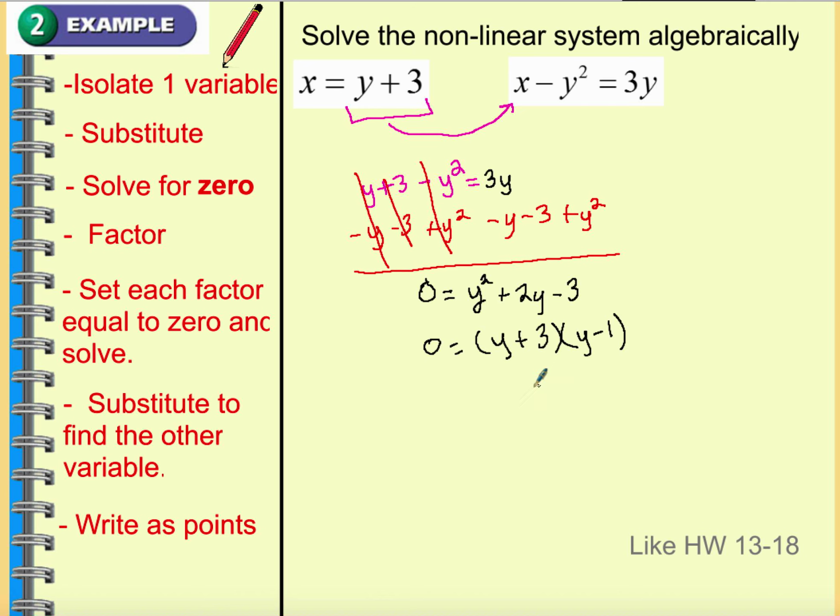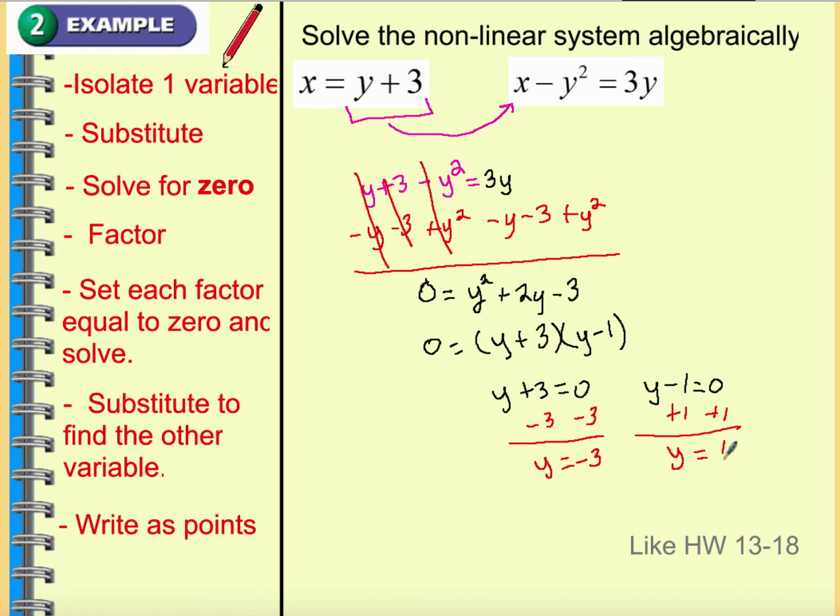And now we can apply the zero product property. The zero product property says if we have two numbers that are multiplied together and it equals 0, then either the first number we multiplied is equal to 0, so y plus 3 is equal to 0, or the second number we multiplied is equal to 0, so that would be y minus 1 is equal to 0. And if we solve these little equations rather quickly, we're going to get y is equal to negative 3, and y is equal to positive 1.